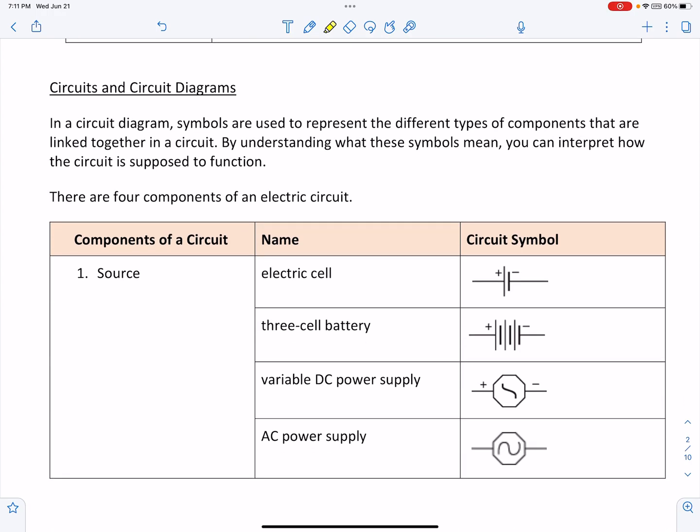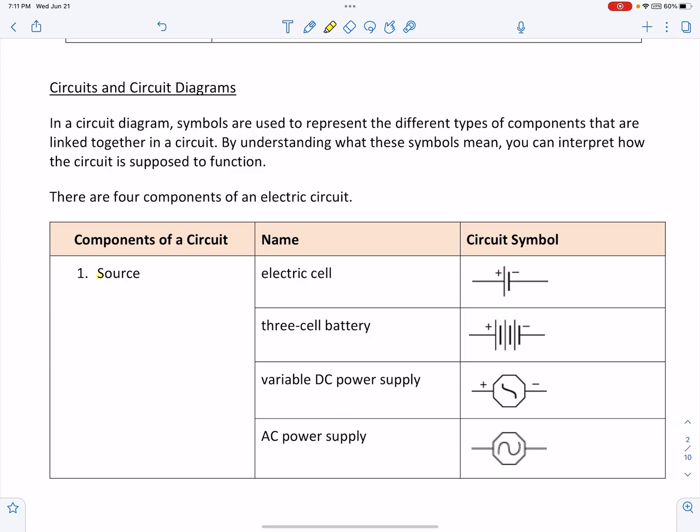We use circuit diagrams to represent the electric circuits around us. In a circuit diagram, symbols are used to represent the different types of components that are linked together in a circuit. By understanding what these symbols mean, you can interpret how the circuit is supposed to function. There are 4 components to an electric circuit.